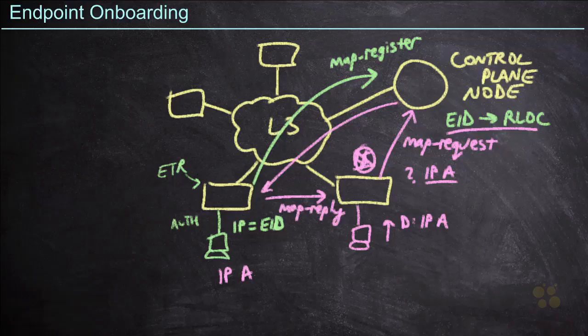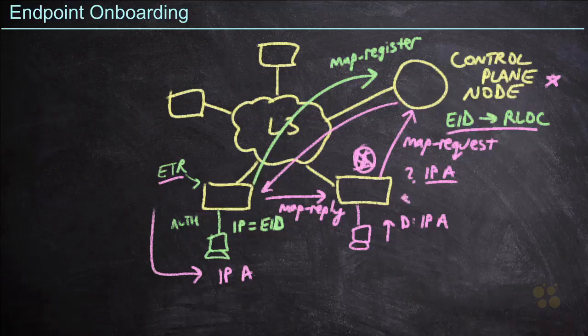So why doesn't the control plane node simply reply with its own map reply? Well, part of the reason is because we want to make sure that the ETR still considers that IP address to be attached to it, just in case we're out of sync for some reason. And we can actually configure the control plane node to send that map reply ourselves if we prefer to do it that way. However, this is the default behavior in an SDA fabric.